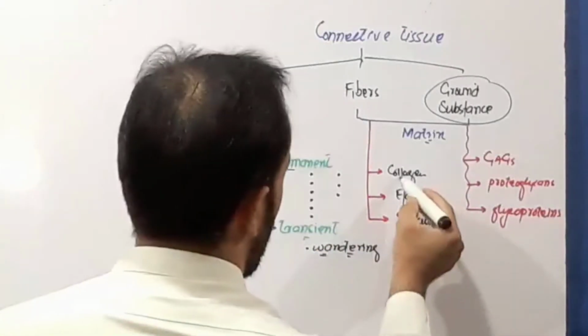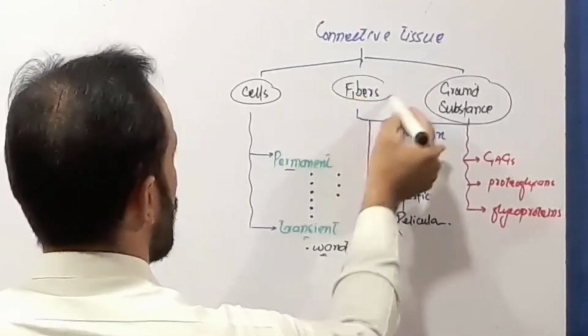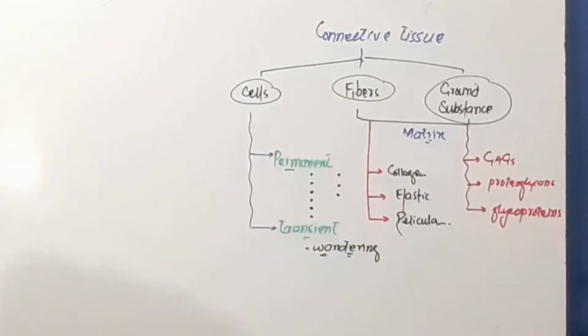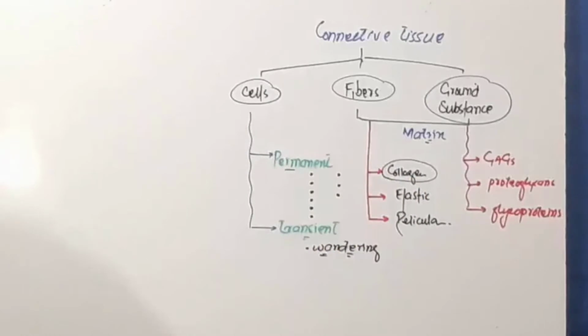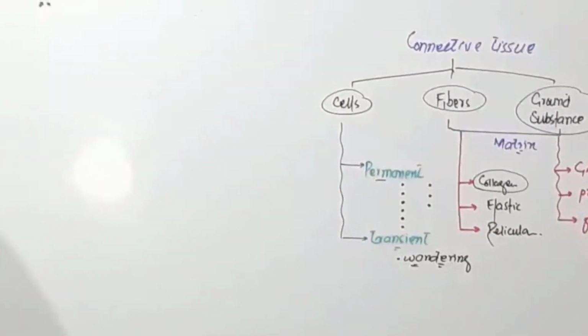So let us discuss right now. Our lecture is on the fibers of the connective tissue. In this lecture we will record about the collagen fibers. What are collagen fibers? How are they synthesized? Who synthesizes these fibers? Mostly fibroblast cells are responsible for synthesizing these. So let us go into detail and discuss the collagen fiber.